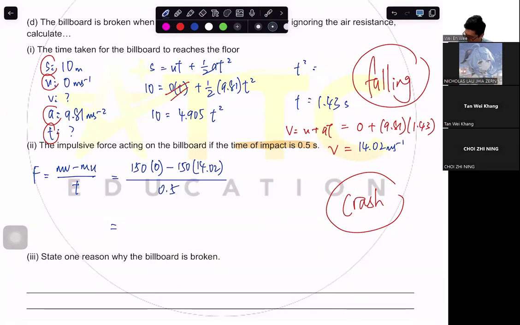Negative 4206. The negative doesn't matter. The force can be negative. It's about direction only. Force is about direction only.